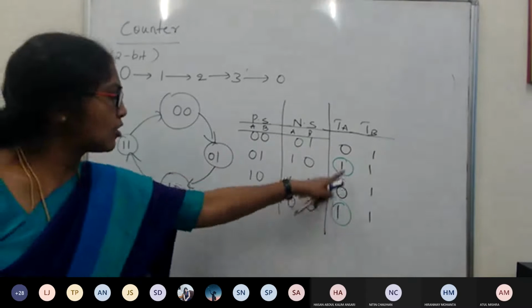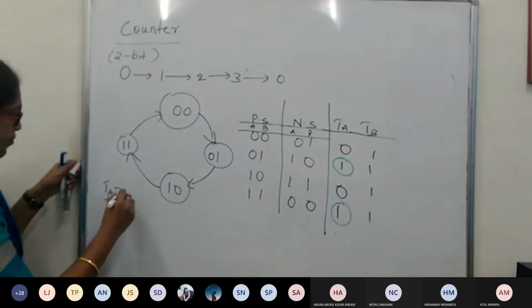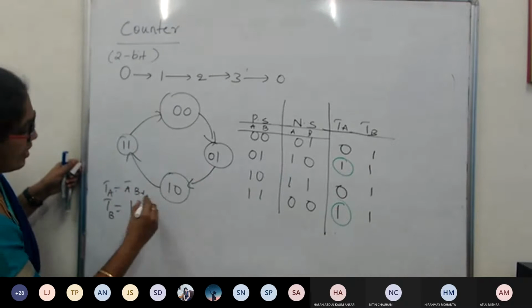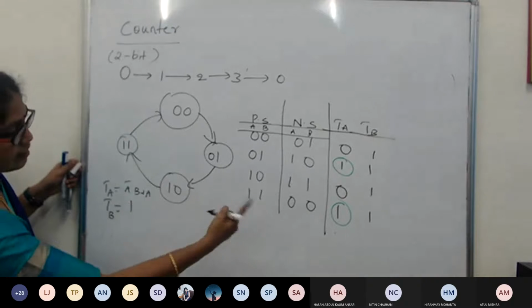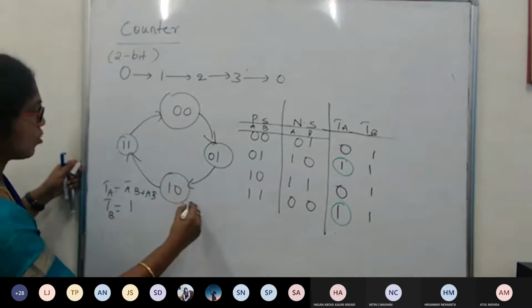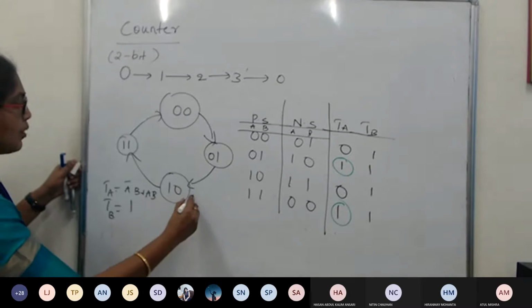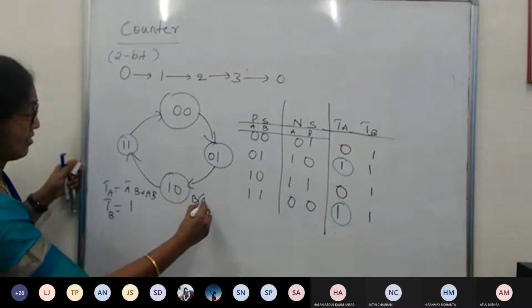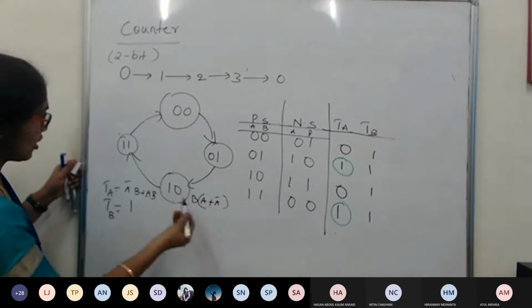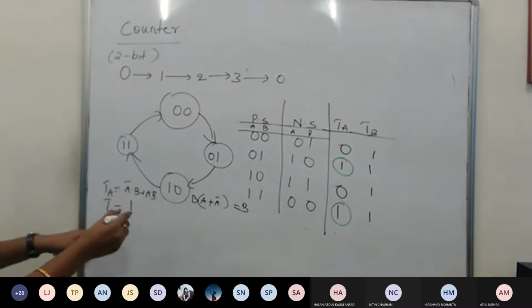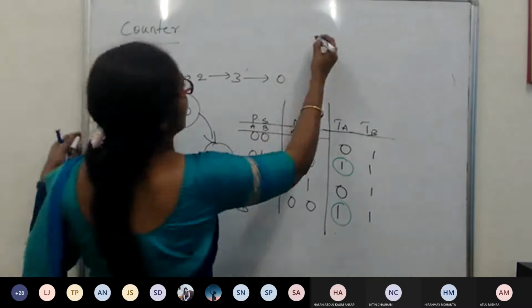See, if at all you can check out here, it is A bar B plus A B. Oh, A bar B plus B. So what will happen? B of A plus A bar, 1. Yeah, it's 1. So it is nothing but B. Okay. So my TA is B and TB is 1. So now let me draw the diagram.